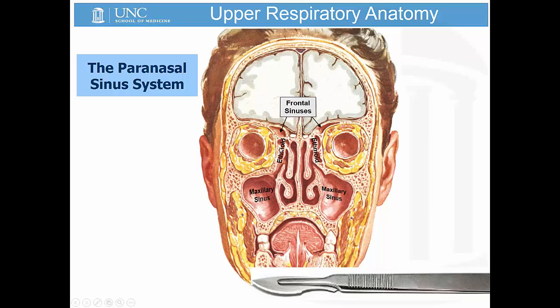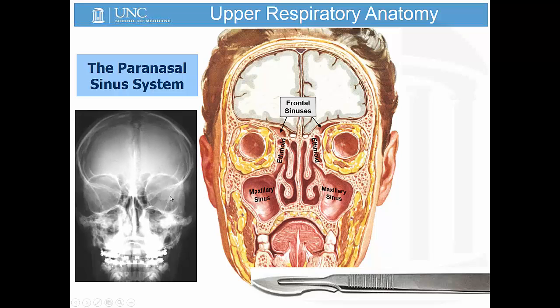All these paranasal sinuses drain their secretions into the nasal cavity. One can appreciate these sinuses in an X-ray. Note the frontal sinuses, the ethmoid air cells, and the large maxillary sinuses within the maxilla.